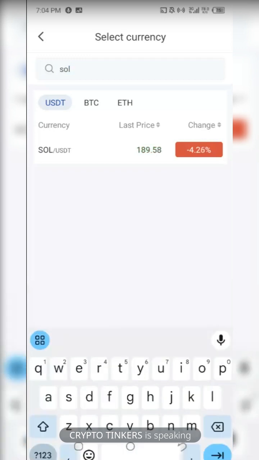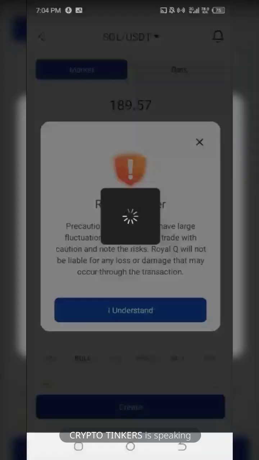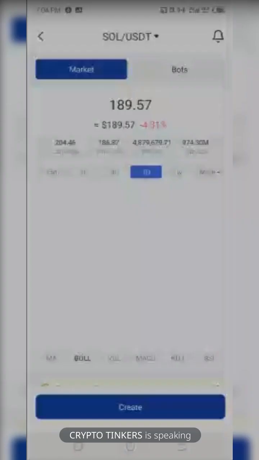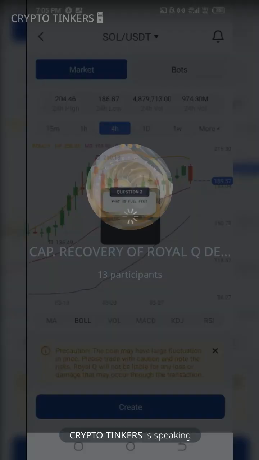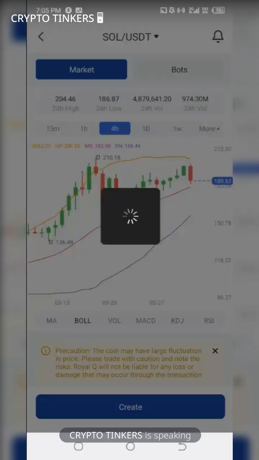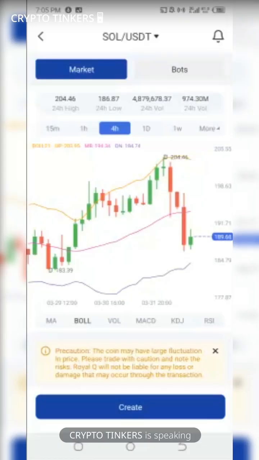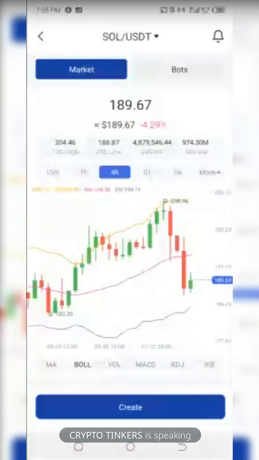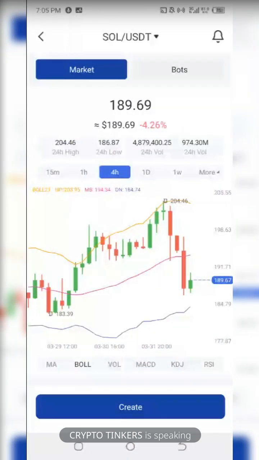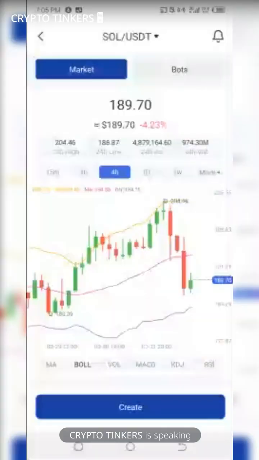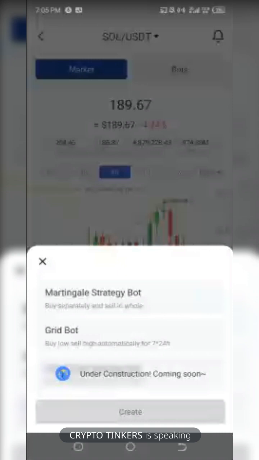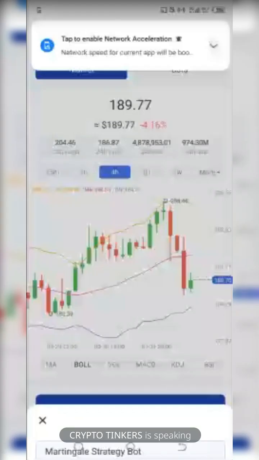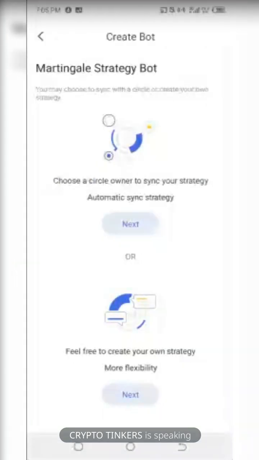So we tap on Solana, and then we tap on I understand, just like we do. You can see Solana has almost touched the Bollinger Band on the 4-hour. So anybody who bought when the red candlestick got there will be making some profit. So we buy on the red candlestick. Always remember that, at the lower Bollinger Band.